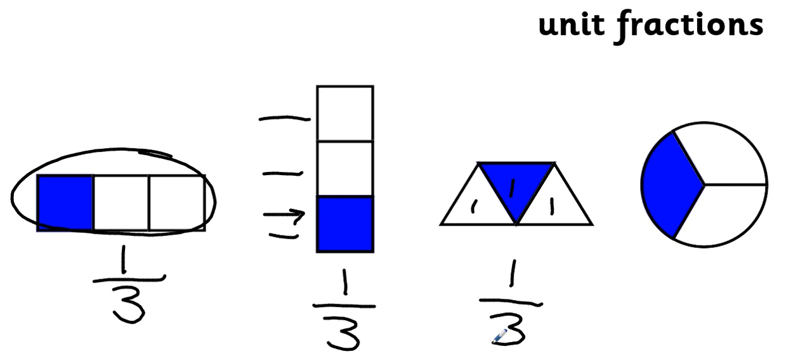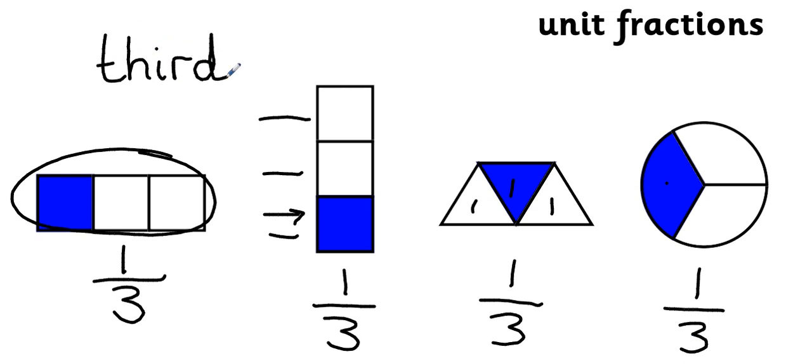And then the last example, we can see our circle has been split into 3 equal parts. One part is coloured in, and there are 3 parts altogether. 1 out of 3 has been coloured in all of these shapes. We call this fraction third, or 1/3, or a third.